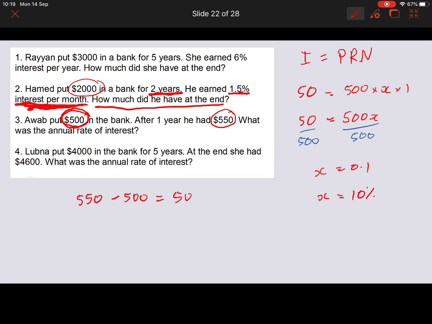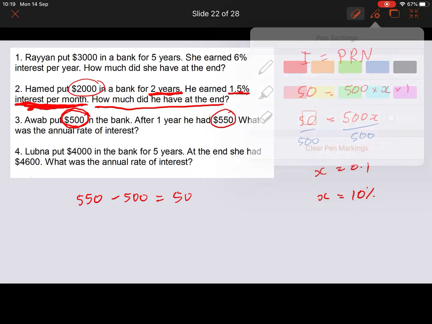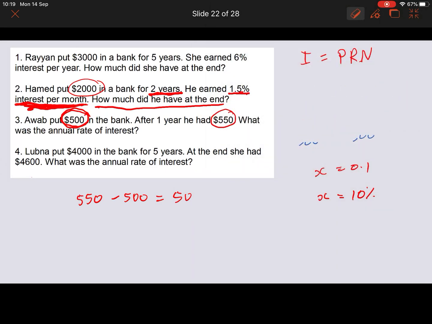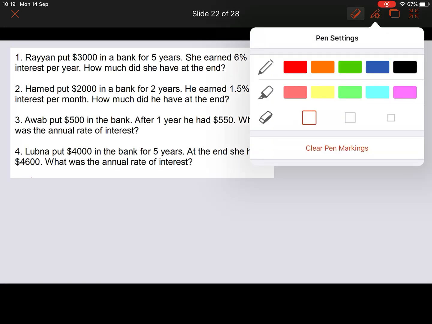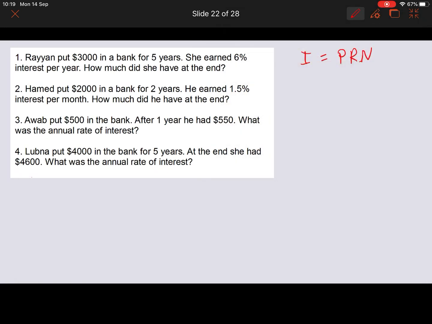So now divide both sides by 500. And we should find that x is equal to 0.1. So x is 10%. Okay, the annual interest rate must have been 10%. Okay, remember to ask if you're having any problems.